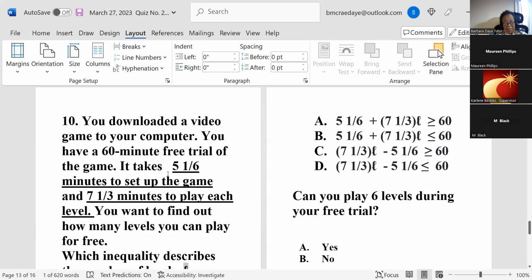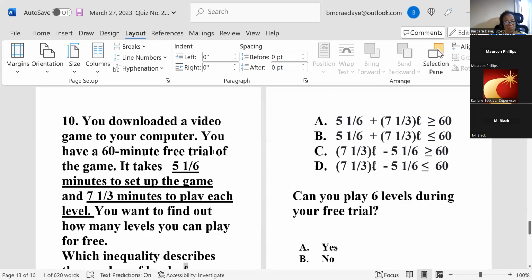5 and 1/6 is the setup, what? Minutes. It takes 5 and 1/6 minutes to set up the game. What does the 7 and 1/3 mean? Five minutes to set up and 7 and 1/3 to play each level. I want to understand what the 5 and 1/6 really means.